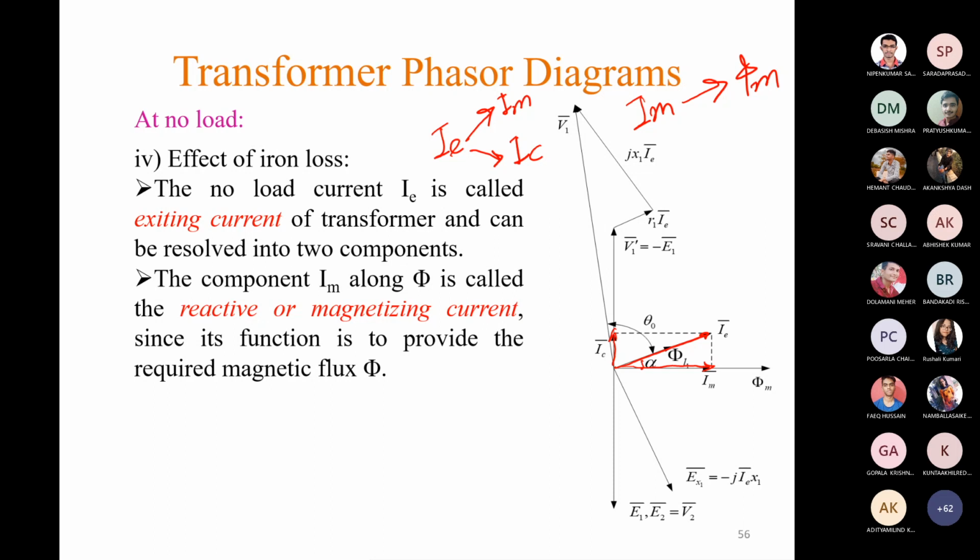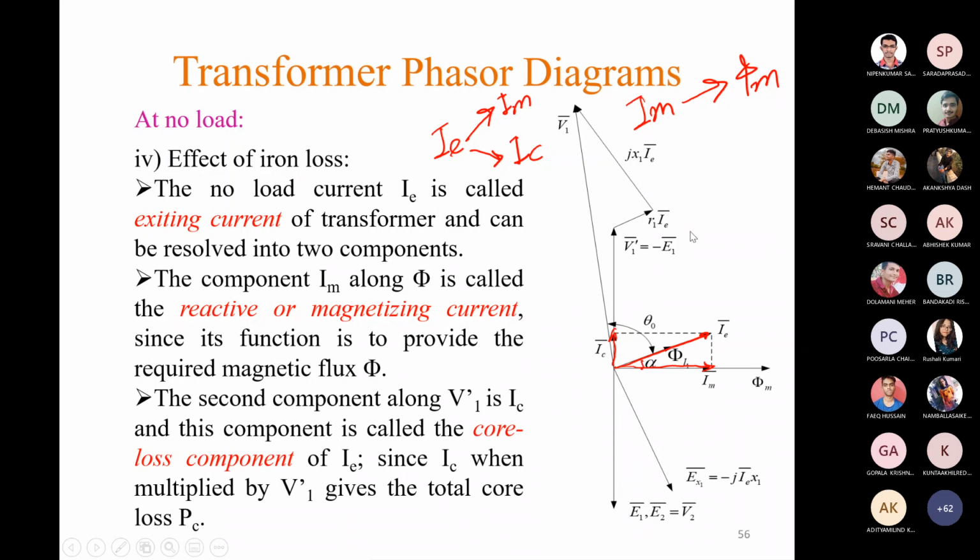So what is the other component? The other component IC is called the core loss component, and it is in phase with V1 dash. This component is responsible for the core loss PC, which is the sum of hysteresis loss as well as eddy current loss. So the core loss component is IC, and this is in phase with V1 dash but in quadrature with the flux phasor phi m. Hello, any question?